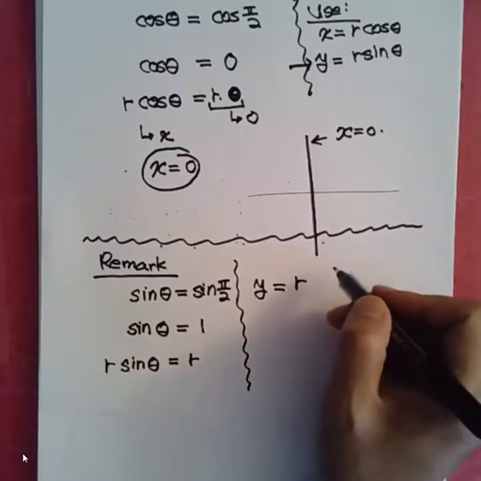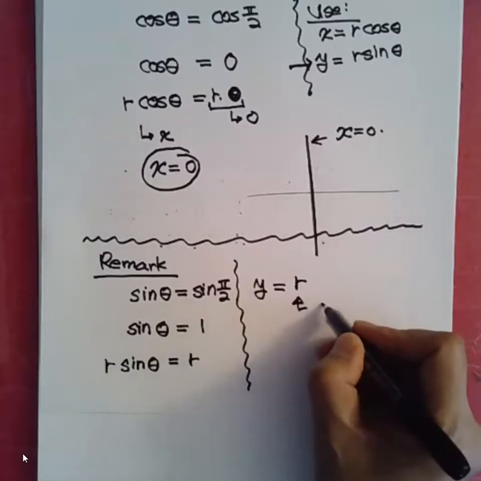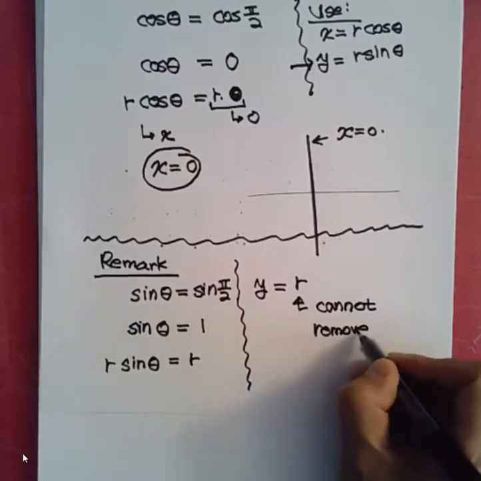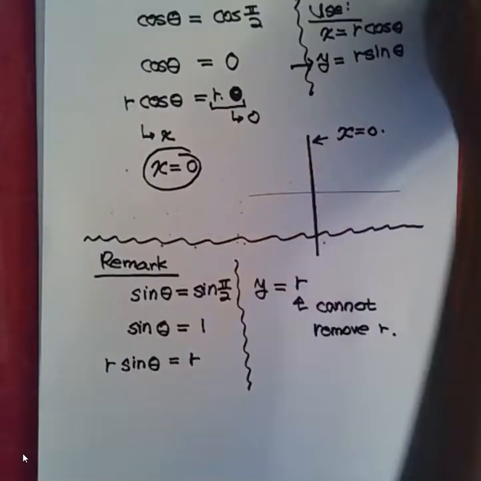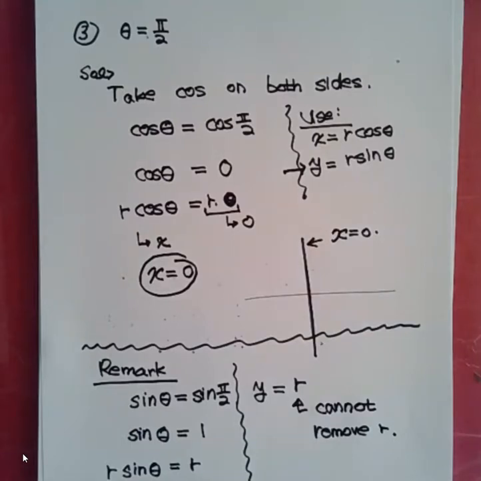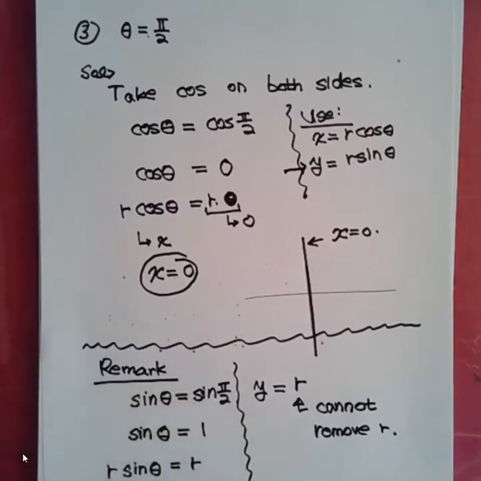And then we realize that we cannot remove r from the right side. But we have to convert the polar equation into the rectangular equation, which means we have to remove theta and r in the equation. But we cannot remove r, so even if we take sine on both sides, we cannot get to the conclusion. So we have to abolish that idea. So that's the reason we take cosine on both sides.